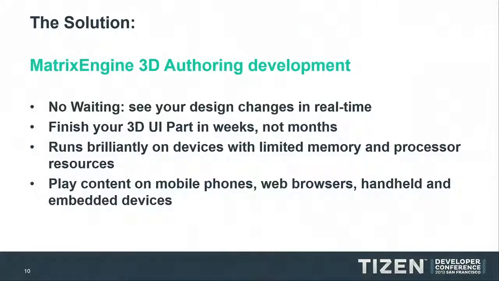By using MatrixEngine, we can minimize the programming process and the number of programmers needed to create 3D applications and content. We don't need to wait to see how the design changes, and you can finish your 3D UI part in weeks, not a month. Also, the content would run brilliantly on many devices, which usually have limited resources, and run on multi-platforms such as web browsers, car navigations, and other kinds of embedded devices, as well as mobile phones.